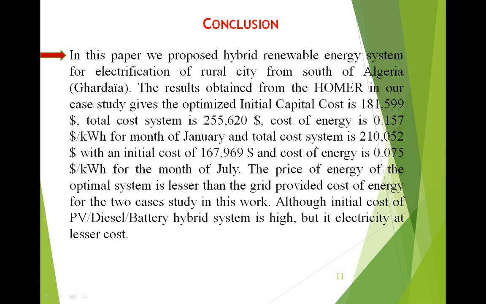The price of energy of the optimal system is lesser than the grid provided cost of energy for the two cases studied in this work. The initial cost of the PV diesel battery hybrid system is high, but its electricity is at lesser cost.